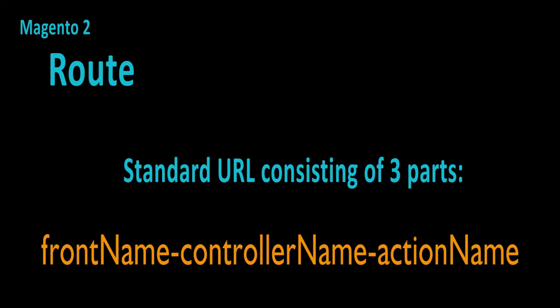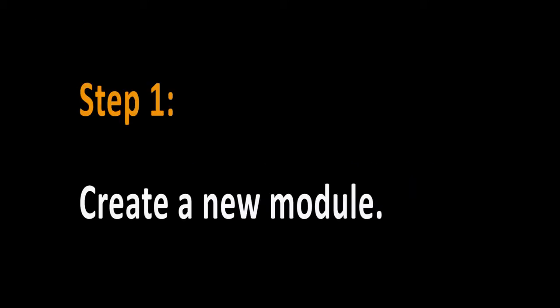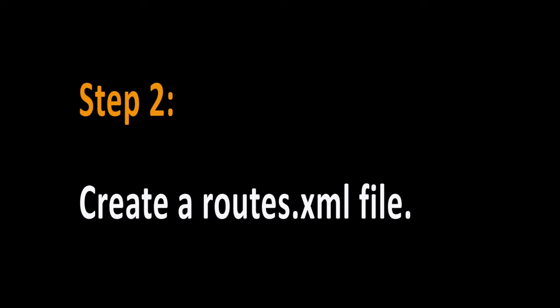So the steps we need to take to add a new page are: 1. Create a new module. 2. Add a routes.xml file. And 3. Add a controller or action file. Let's go through each step.